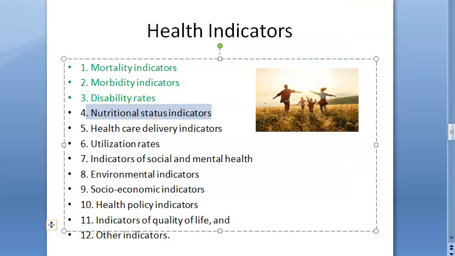Let's look at nutritional status indicators. So how will you measure nutrition of a person? Anthropometric measurements. You can check the weight, the height, the mid-arm circumference, right? Then what else? Low birth weight, mainly weight, height and all they're talking about.